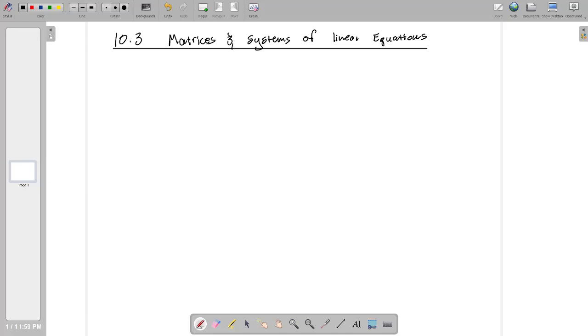Hello and welcome to the lecture on 10.3. Today we're going to talk about matrices and systems of linear equations. Let's start out with what a matrix is.